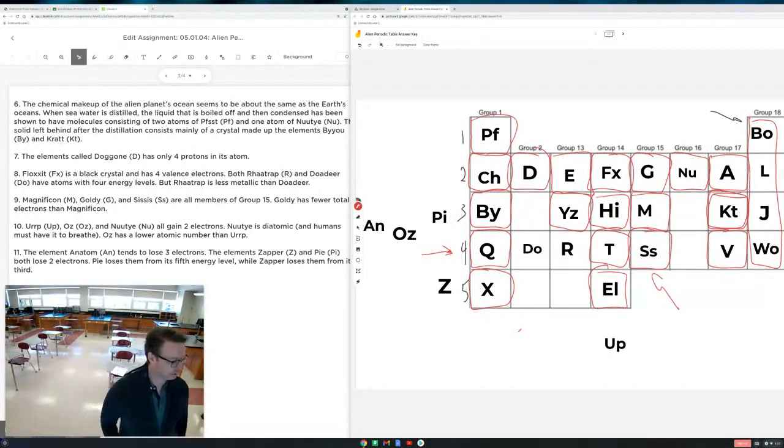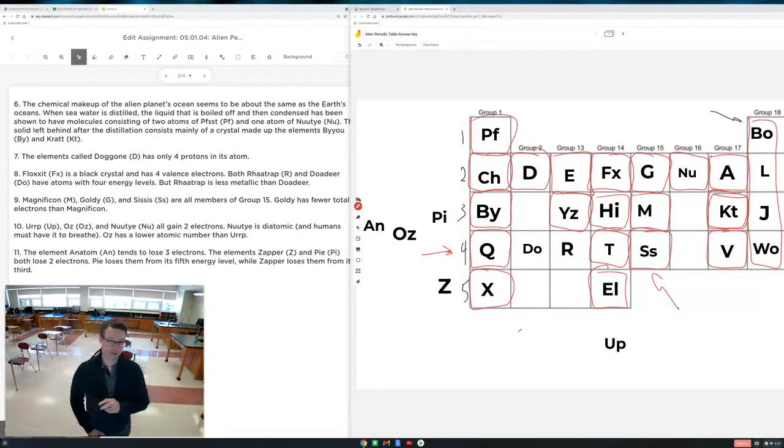Okay, UP, OZ, and NU all gain 2 electrons. Well, we already know NU is oxygen, and it's in group 16. Group 16 has 6 valence electrons, which means it needs 2 more to get to 8. That's why it forms a -2 ion.